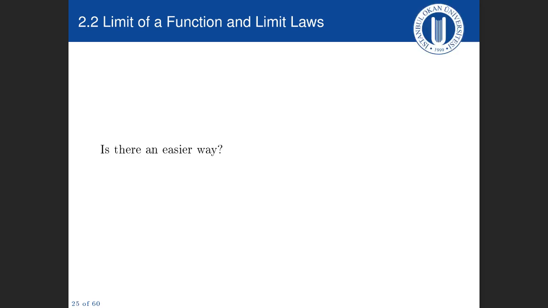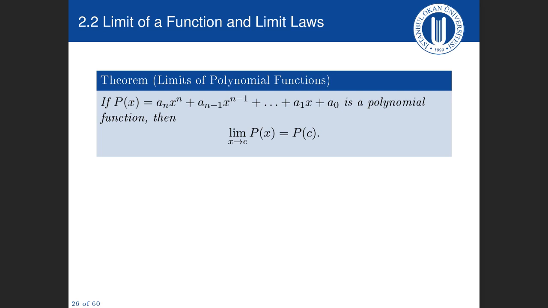Okay, so that's one way to do it. But is there an easier way? And the answer is yes. If we have a polynomial, then the limit as x tends to c of this polynomial is always equal to the polynomial evaluated at c.